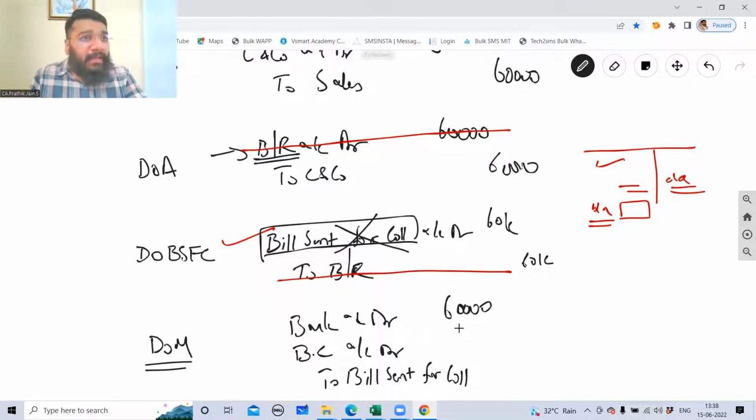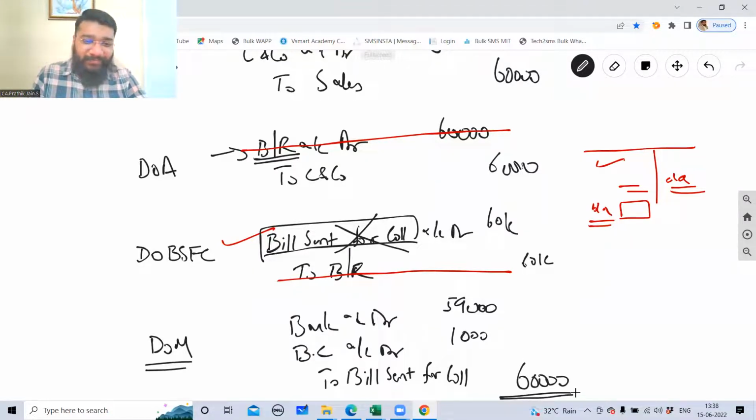In case there are charges, let's say charges are 1,000 rupees. In that case we will get 59,000 in the bank account, because 1,000 rupees he will keep for himself. BC here means bank charges, don't think of anything else. Yes, am I right? So 60,000 is the bill sent for collection. This is the entry, guys. Any problem we have here?